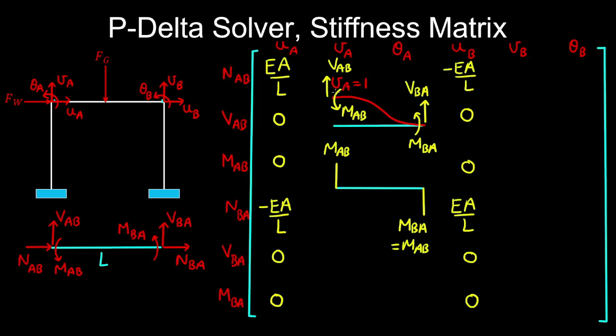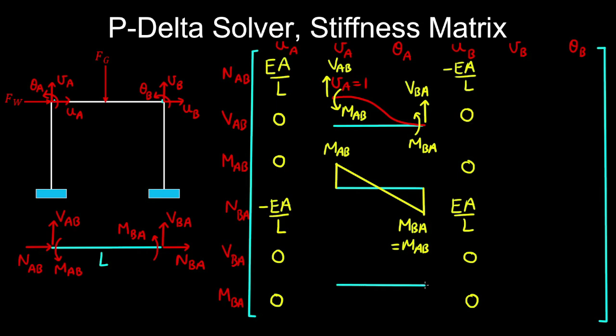So the bending moment diagram is plotted on the tension side of the element. And because there's no applied forces in the middle, the bending moment diagram is linear. And now we want to relate the bending moment to the displacement at A.